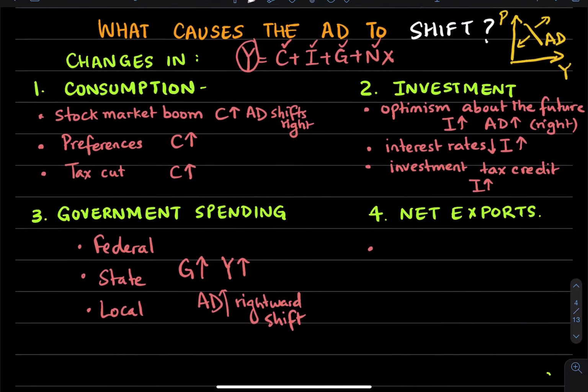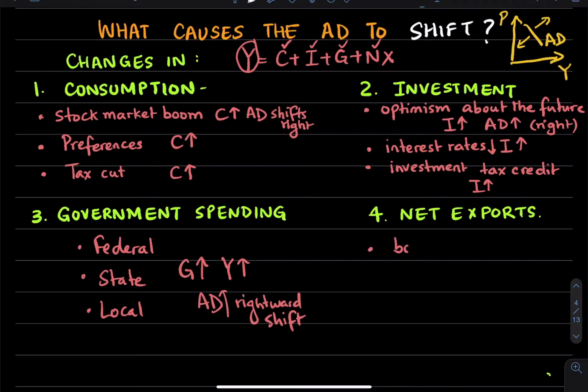This could be something like a boom in Canada or Mexico, and these are our trading partners. So a boom in Canada and Mexico are good news for our exports, because those goods are imports for them, and so you would have our net exports go up if those countries are doing well and growing. And so this is one reason why you could have an aggregate demand curve shift to the right, okay?